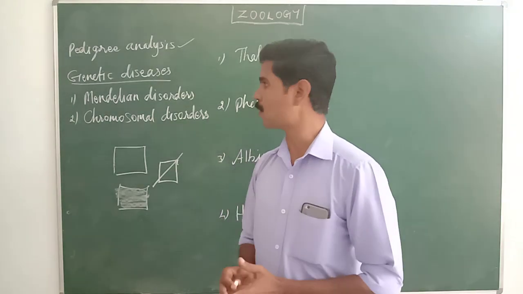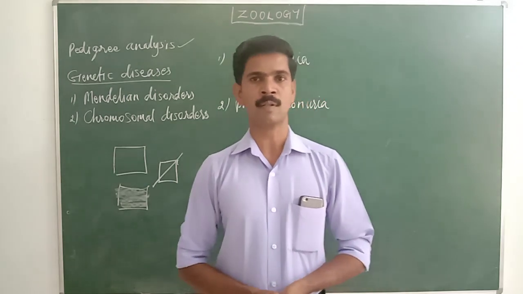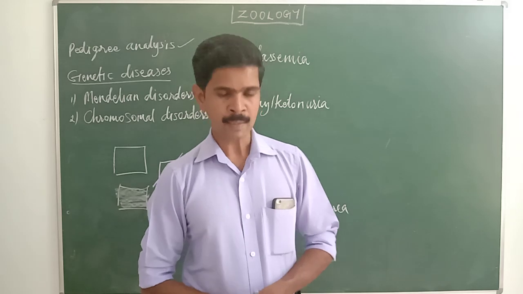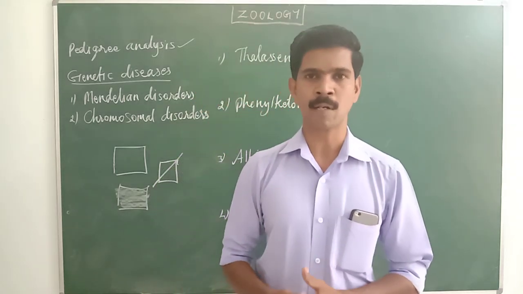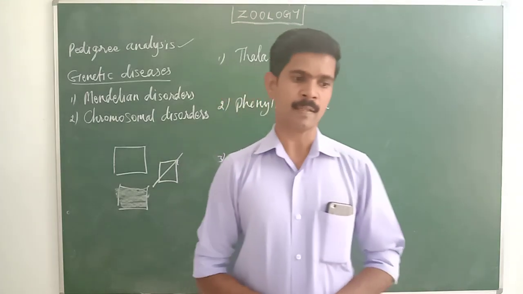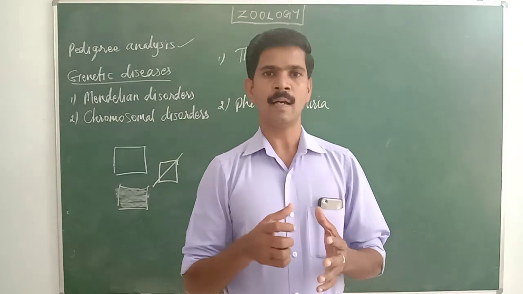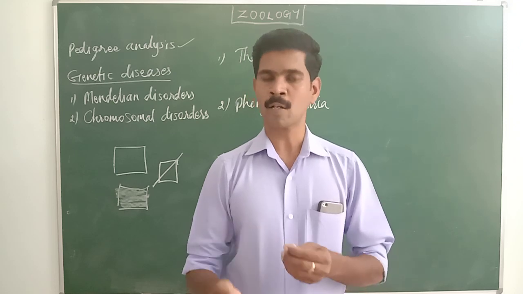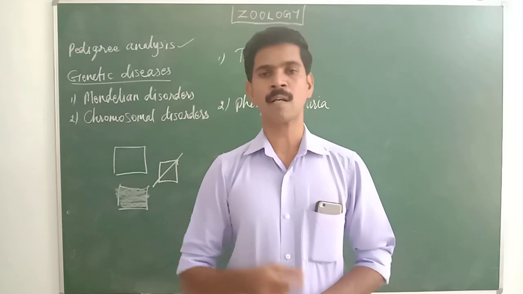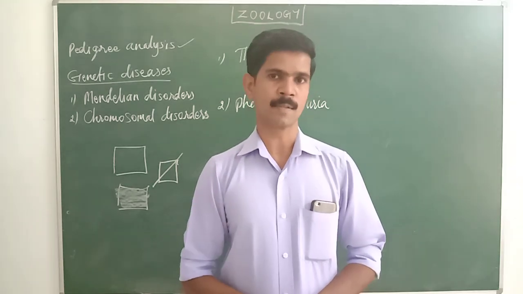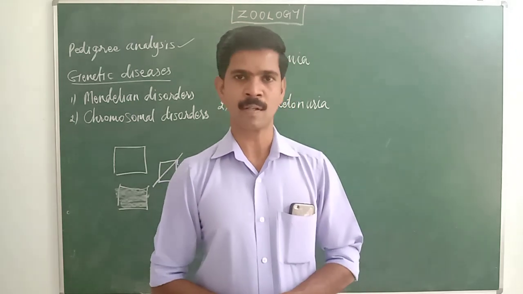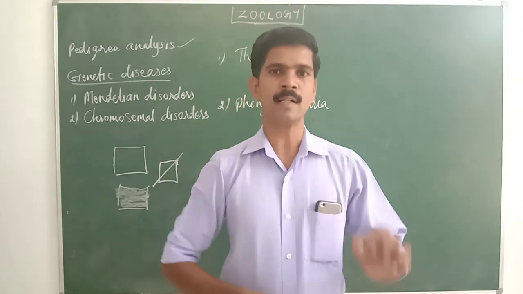Now we are going to study a very important 5-mark question: genetic disease. Genetic disease is due to abnormalities in the DNA. These abnormalities may be in a single gene, or in more than one or two genes, or in a chromosome, or in the set of chromosomes. These are the reasons for genetic disease.